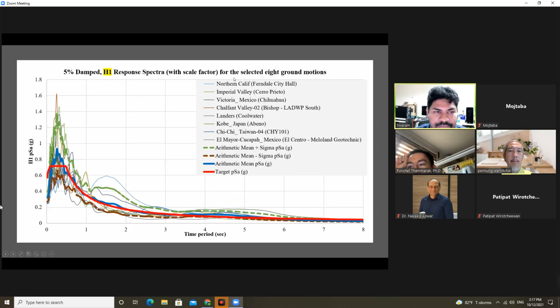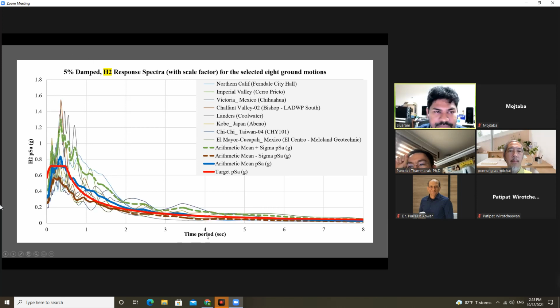And this one is H1 response spectra for the 8 selected ground motions. We can clearly see that the red one is the target response spectra. Then the arithmetic mean response spectra will match. And this one is for the H2 ground motions.